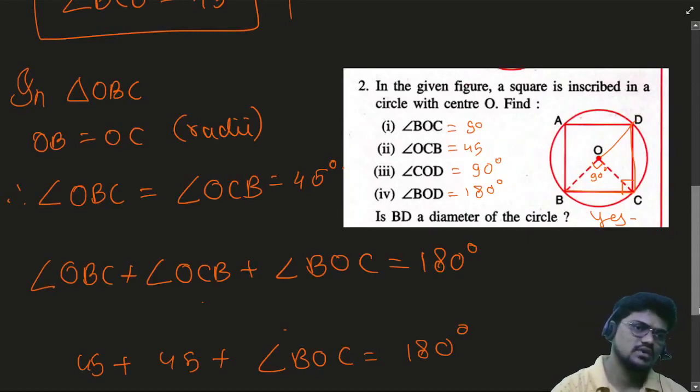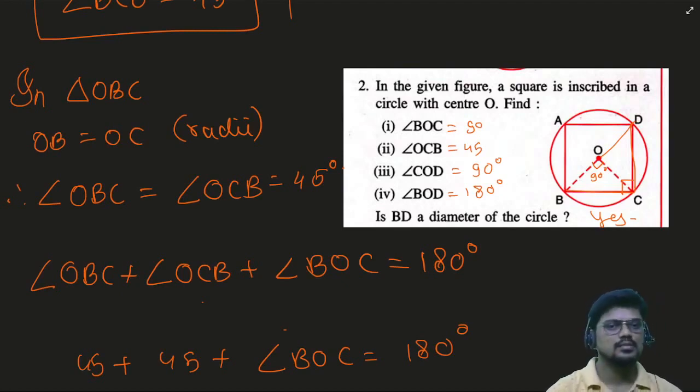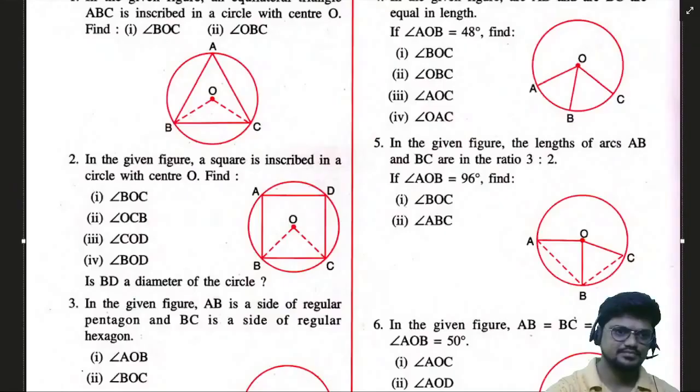Clear? Everyone, you have to write the reason there. Angle in a semicircle is 90 degrees. That's why BD is a diameter. Clear? Everyone. Now the next.